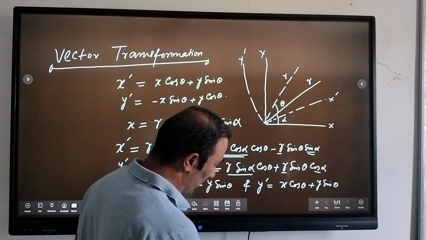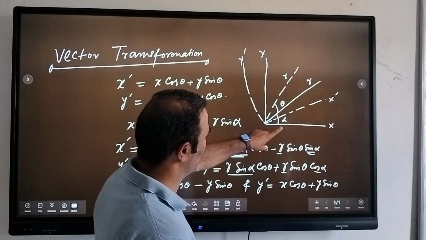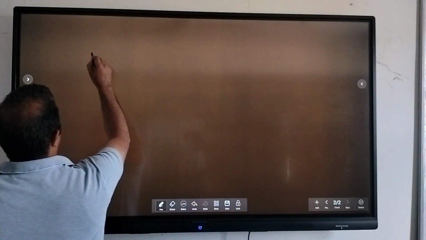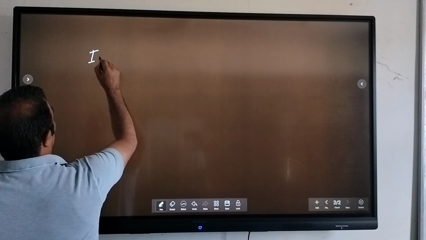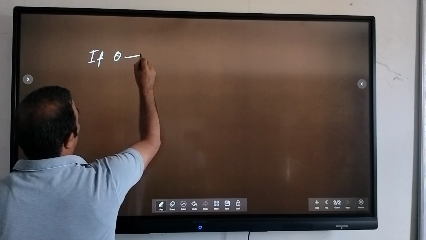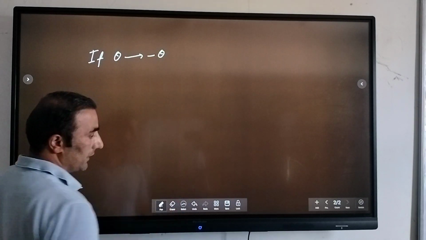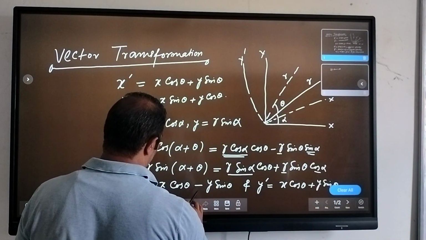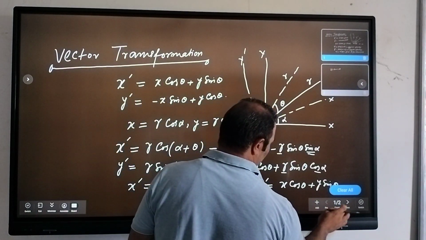Now if you change the angle, if you change theta to minus theta, what will happen to these equations? So let us go back. Let me rewrite these equations. So that is x cos theta minus y sin theta.